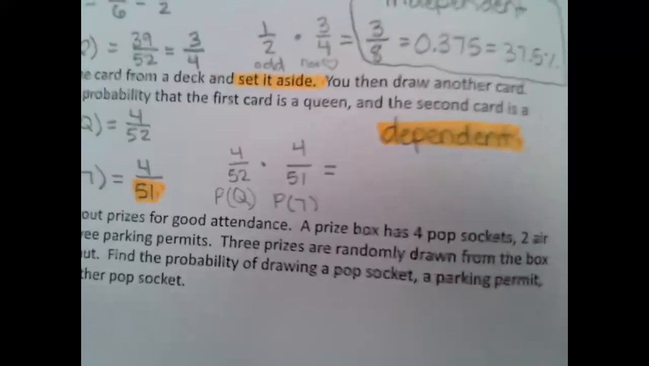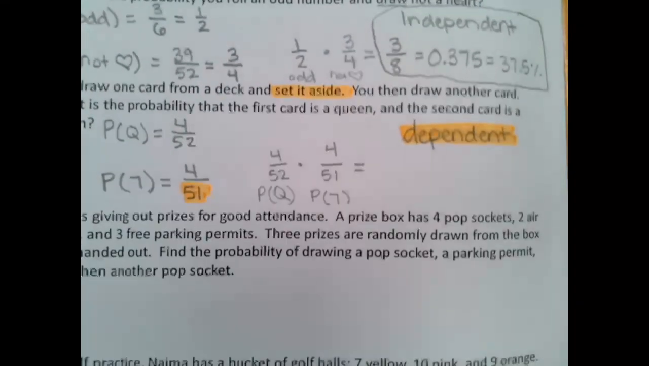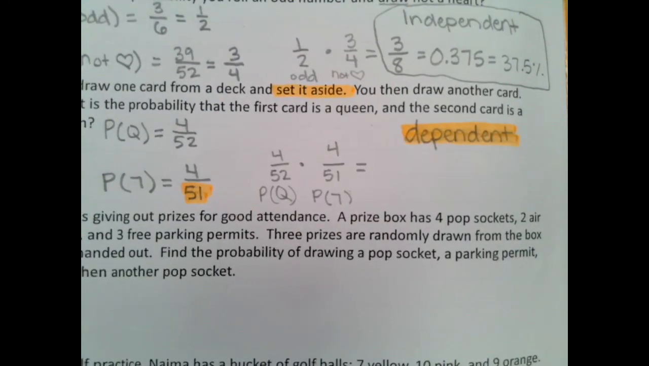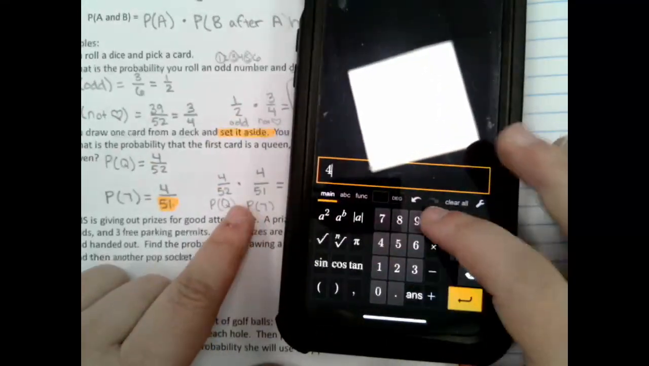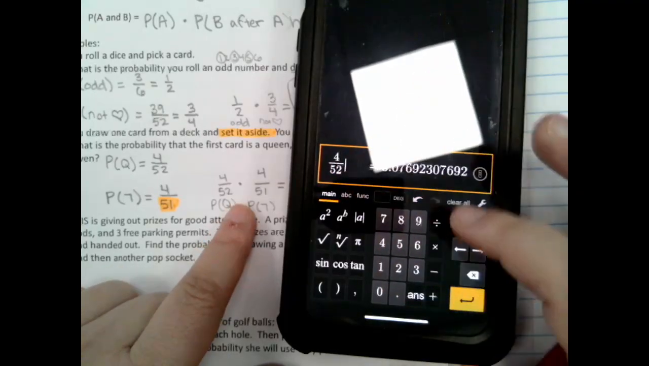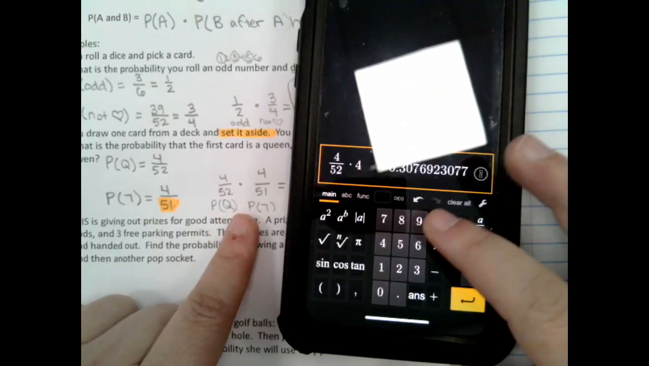I don't know why I wrote that 4 so far up. All right, throw that in our calculator. 4 over 52 times 4 over 51.